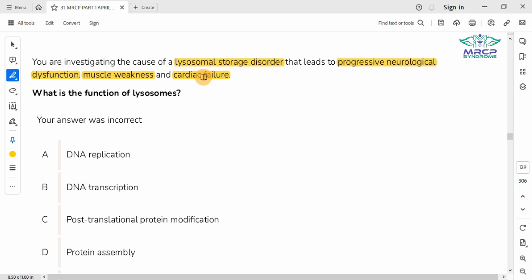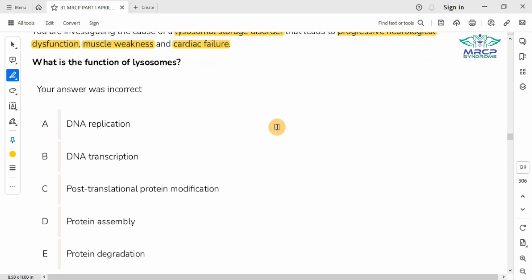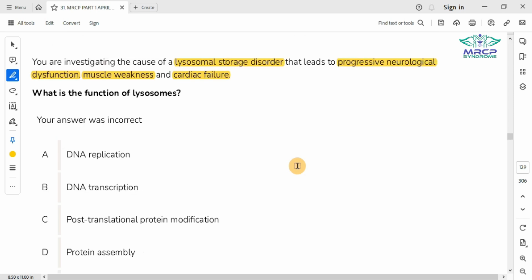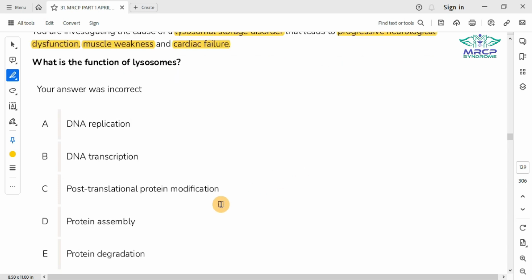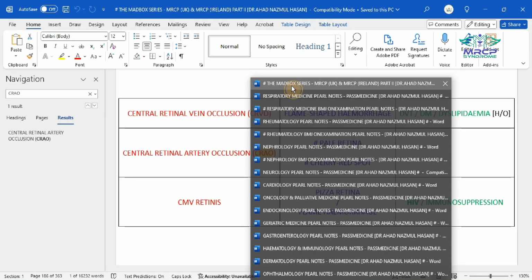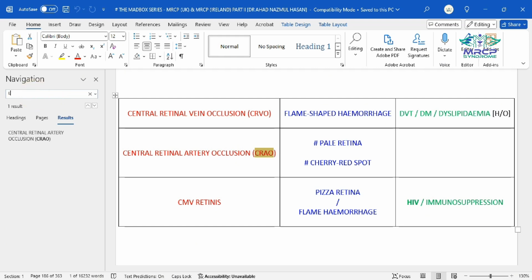So what is the function of lysosome? DNA replication, DNA transcription, post-translational protein modification, protein assembly, protein degradation. You are investigating a cause of lysosomal storage disorder that leads to progressive neurological dysfunction, muscle weakness, and cardiac failure. So function of lysosome. This is one type of either you know it or you don't know it type question.